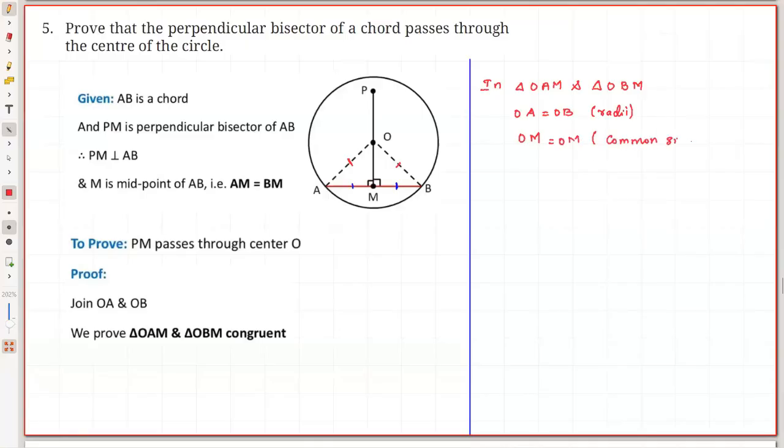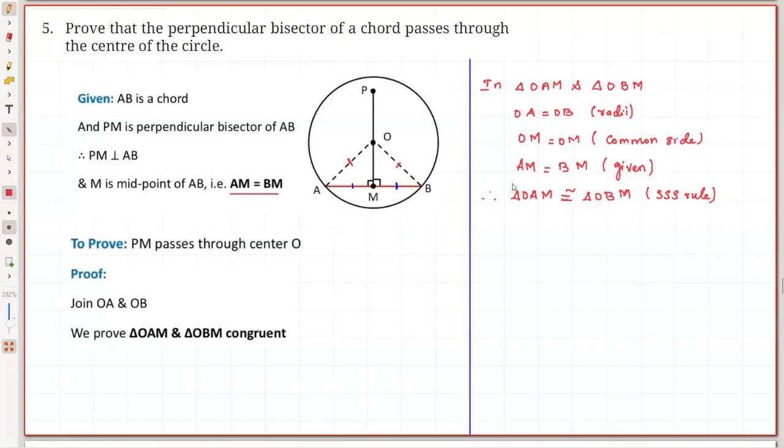Common side. So next, AM is equal to BM. AM is equal to BM is given in the question. Perpendicular bisector means dividing into two equal parts, so AM is equal to BM. So therefore triangle OAM is congruent to triangle OBM, based on the SSS rule. I can say these two triangles are congruent.